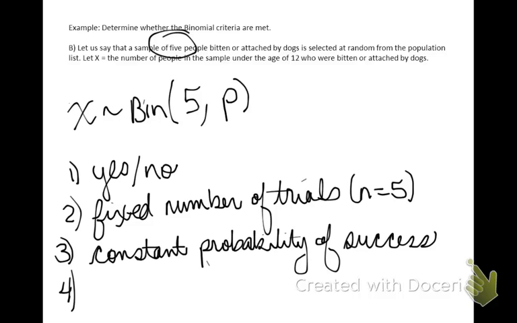The final requirement to be in a binomial situation is independence, and this is the one that you'll have to remember because it doesn't appear in the notation. On the exam, you'll need to justify this assumption instead of just writing the word independence. An example of justifying it in this situation would be to say that one child under the age of 12 being bitten or attacked by a dog would not affect another child being bitten or attacked by a dog. Therefore, the two people are independent.